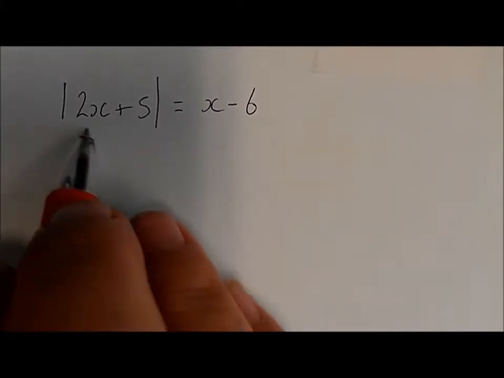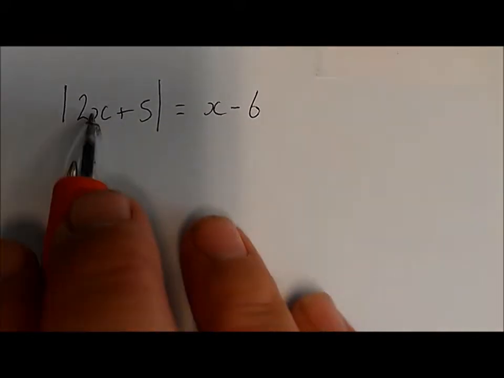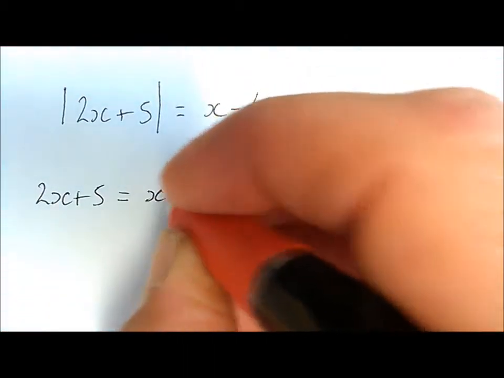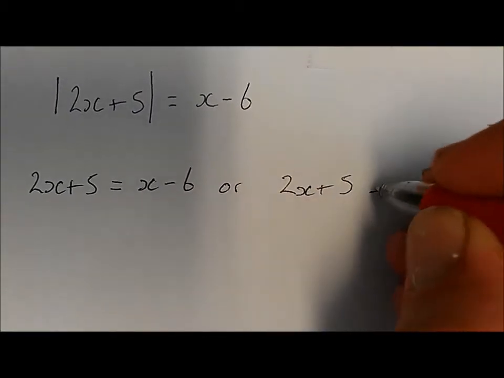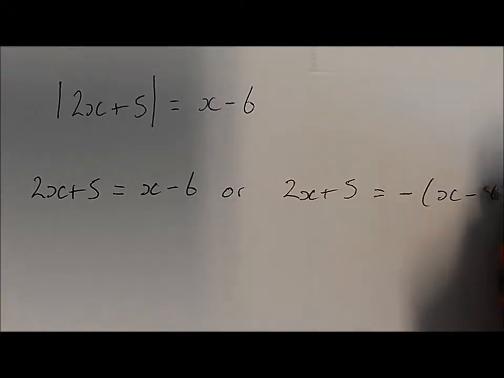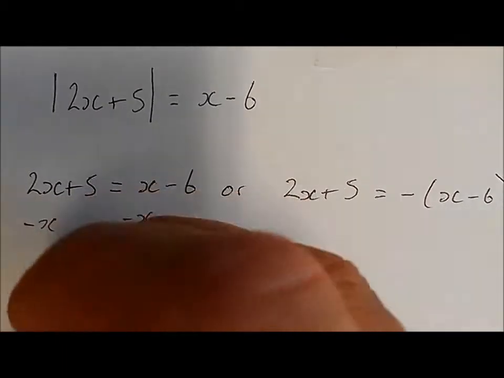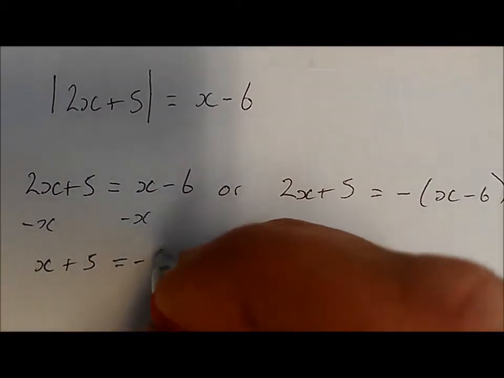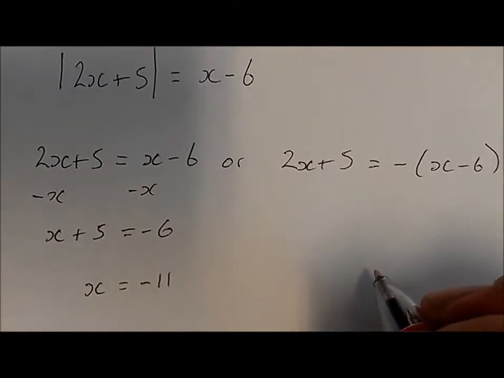Now, checking the equations is good to make sure you get them right, but there's actually a reason I'm checking for these absolute value ones, and I'll show you here. Similar to the last question we did, I've just changed the signs a little bit. And so what I'm saying is that 2x plus 5 must be able to equal either positive x minus 6 or the negative of x minus 6. So I'll go ahead and solve them, subtracting the x. x plus 5 is equal to negative 6, x equals negative 11 when I subtract 5.